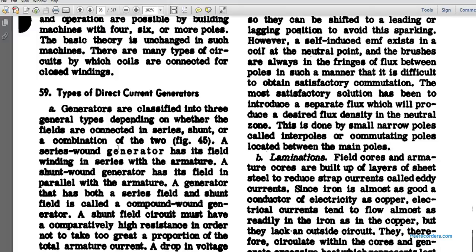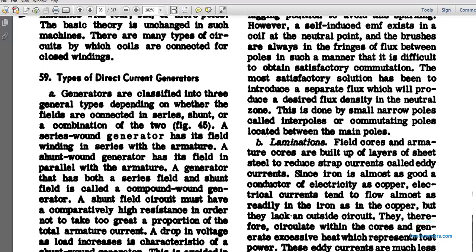Typical direct current generators. Generators are classified in three general types depending on whether the fields are connected in series, shunt, or a combination of the two. The series wound generator has a field winding in series with the armature, and the shunt wound generator has fields in parallel with the armature. The generator that has both series field and shunt field is called the compound wound generator.